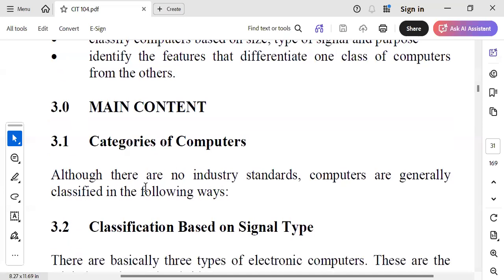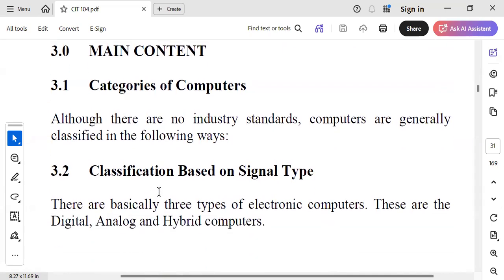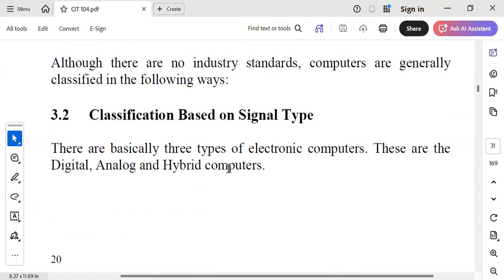Categories of computers. Although there are no industry standards of categorizing computers, computers are generally classified in the following ways. Classification based on signals.